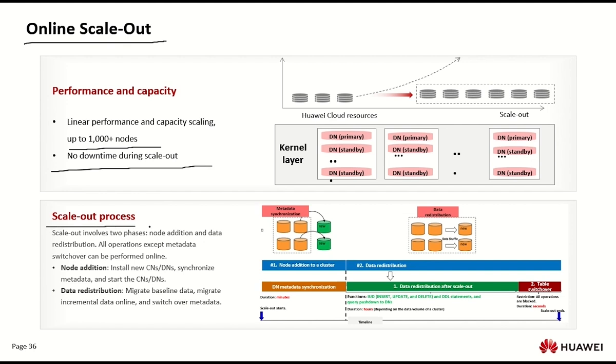During the scale-out, there will be two phases. In the first phase, the nodes will be added to the cluster. After the nodes are added to the cluster, for hash, list, or range tables, a portion of the data needs to be redistributed to these data nodes. During phase one and phase two, there is totally no downtime.